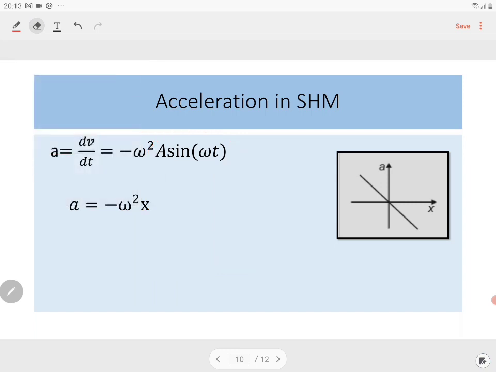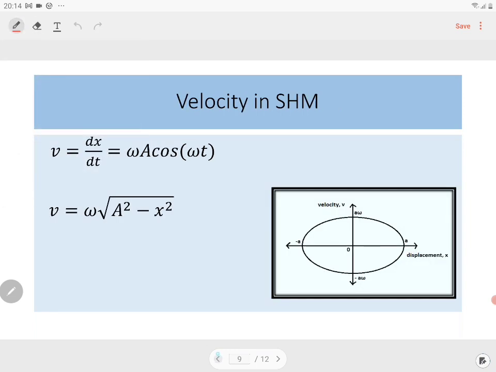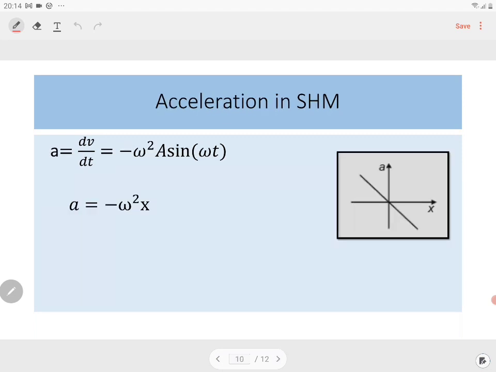So now we have seen acceleration as a function of t, and acceleration as a function of x. Now, how to represent a as a function of x in the graph? If we represent a as a function of x, we will get a straight line with a negative slope, so y is equal to minus mx. That's what is shown here: a straight line passing through the origin, and it has a negative slope. So we have seen v as a function of x, and we have seen a as a function of x.